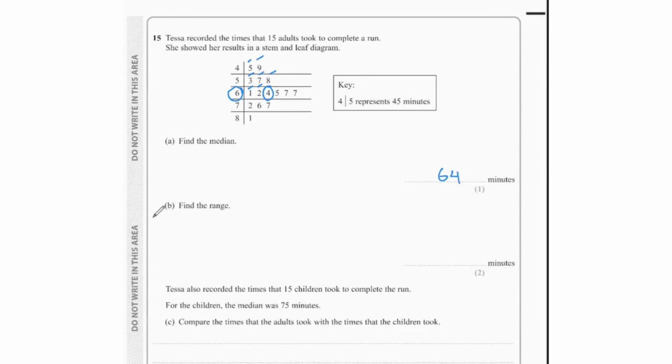Find the range. Range is the difference between the maximum and the minimum value. So range is max minus min. Maximum value is 81, minimum value is 45. So 81 minus 45 is 36.